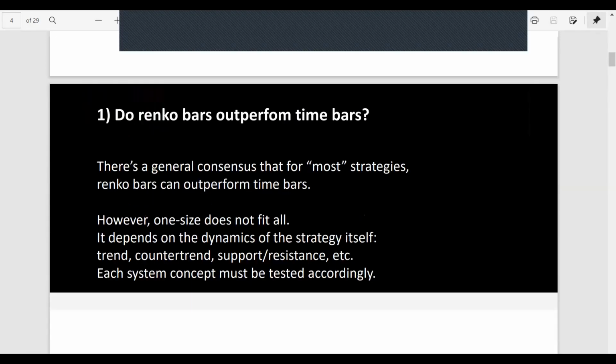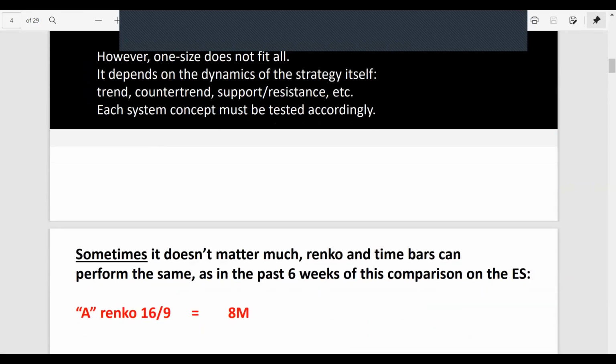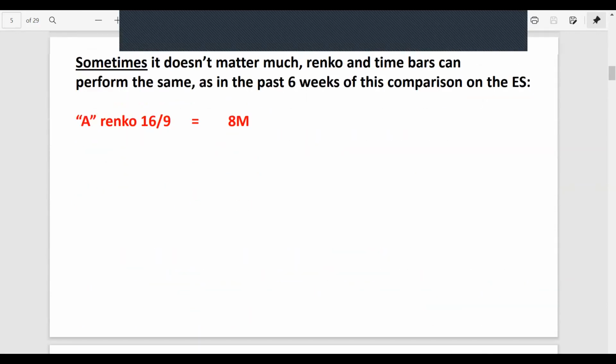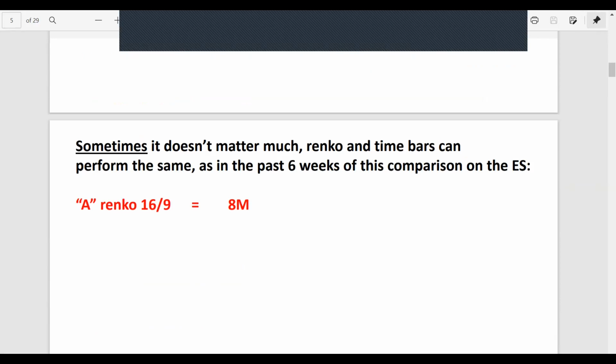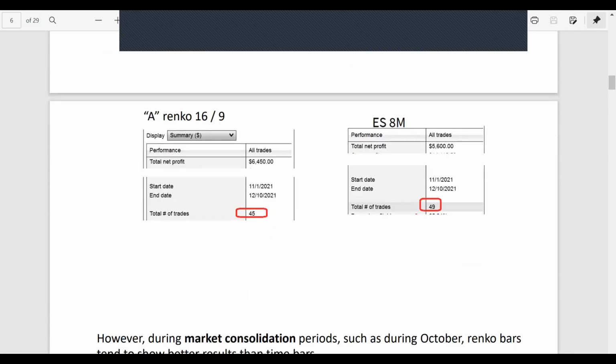Thus, I cannot say that Renko Bars in general will always outperform time bars. It's a case-by-case scenario. And sometimes in my tests, it did not matter. As one example here, I used a Renko Bar of 16 compared to an 8-minute, and the results over the past 6 weeks were virtually the same.